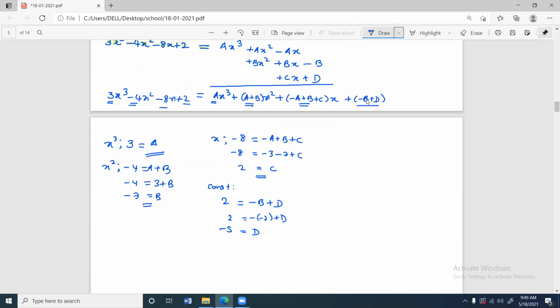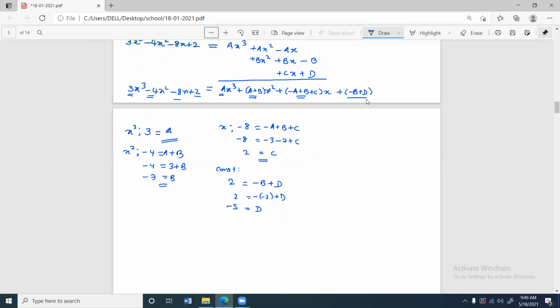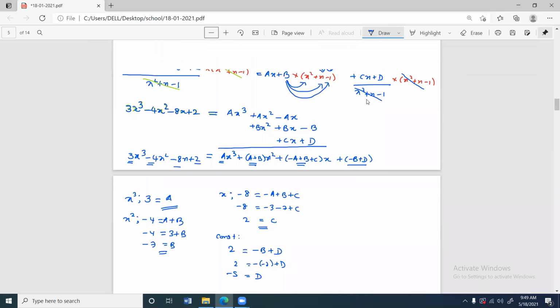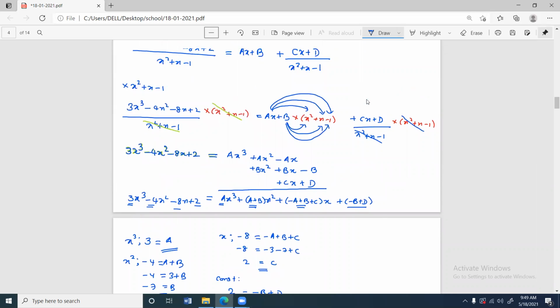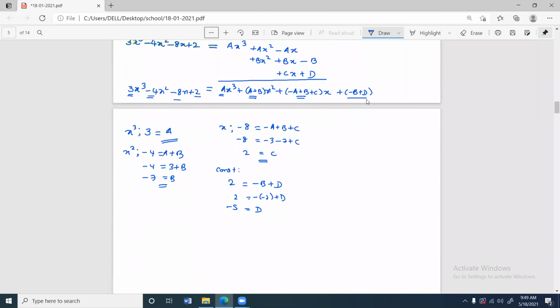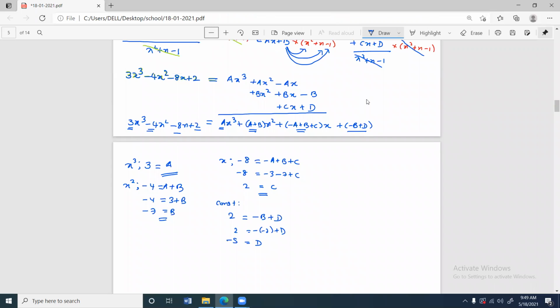Now, let's make it a little bit smaller. Then I can write the expression. So the answer we got is this way: (ax + b), where a is 3, so 3x, and b is -7, plus the remainder (cx + d), which is 2x - 5, divided by this expression. The divisor is x squared + x - 1.